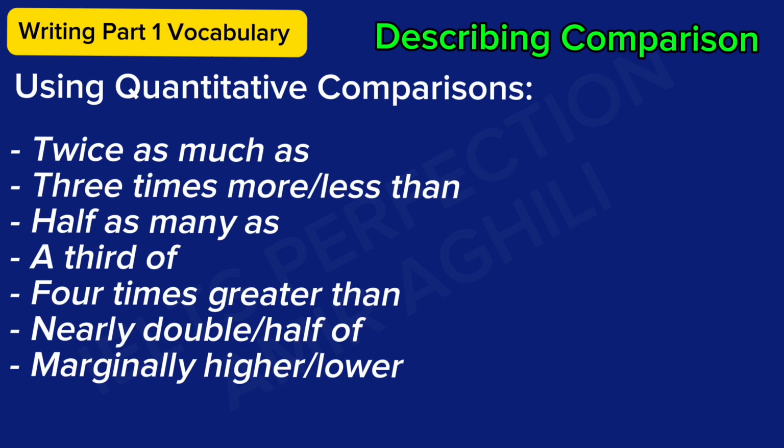These will definitely help you score higher if you use them in your writing. The phrases are twice as much, 3 times more or less than, half as many as, a third of, 4 times greater than, nearly double or half of, and marginally higher or lower.